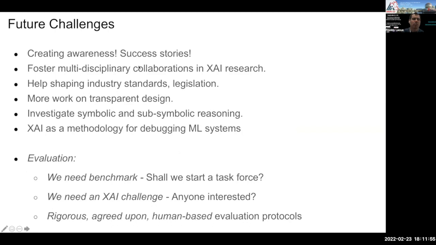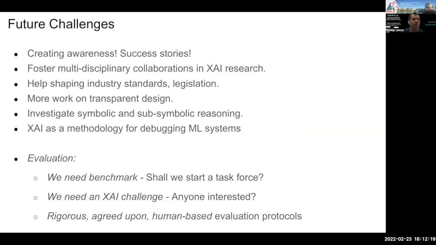And future challenges: creating awareness, success stories. I think we have many more. Foster multidisciplinary collaboration. We do have more and more. It's nice. Helping shape industry standards. I think we're still behind, but we see some ISO standards coming up. Still unsure about where the explanation is really used.